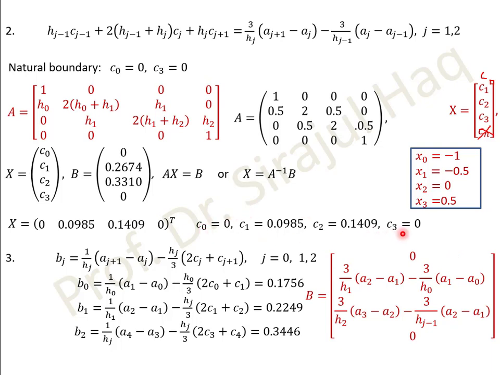These values are known. Ai's are known. Let's come to this one. This was the formula which I gave you for Bj. So when j is equal to 0, you are getting B0. 1 over H0, A1 minus A0 minus H0 divided by 3, 2C0 plus C1, and Ci's are known from here. Ai's we discussed before, and when you substitute, you are getting the value of B0.